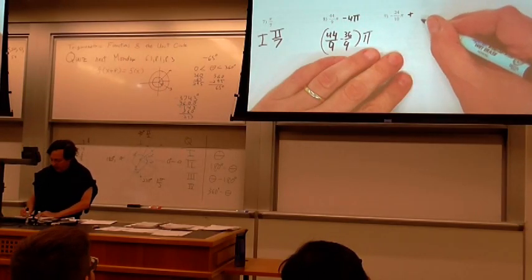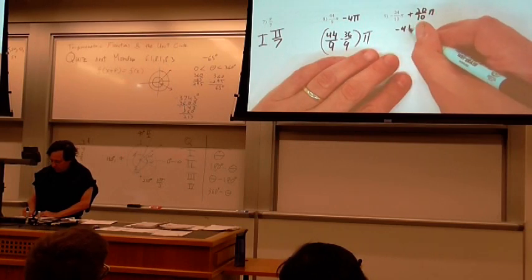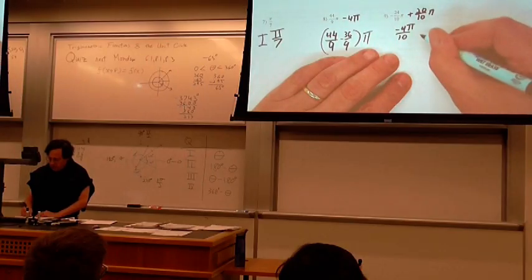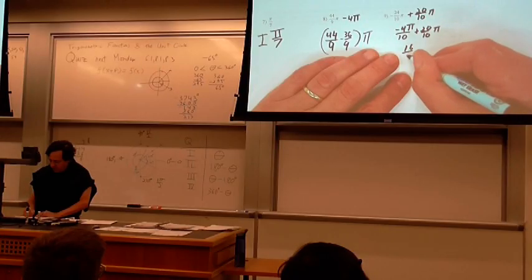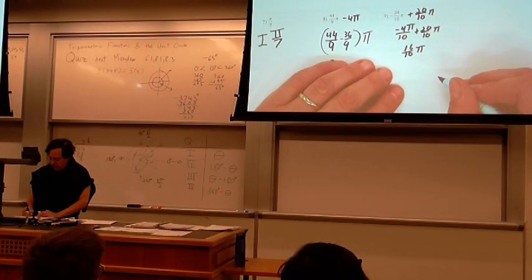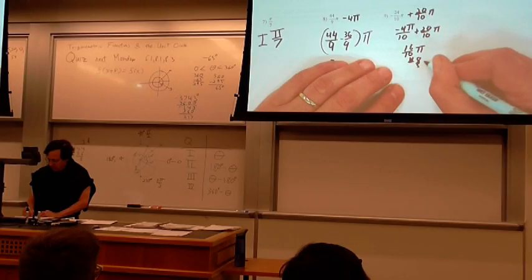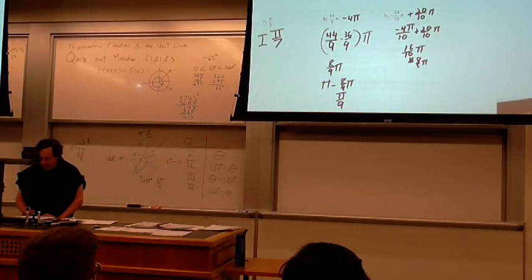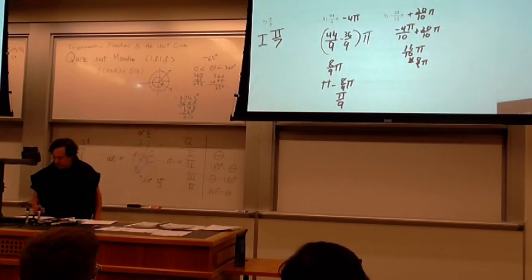Let's just add 2 pi, so that's 20 over 10 pi. Well, that's negative 4 pi over 10. That wasn't enough. So let's add another 20 over 10 pi. So it's 16 over 10 pi, which is 8/5 pi. Okay, so 8/5 pi, it's greater than pi. Is it less than 3/2 pi? I think so. Let's see.